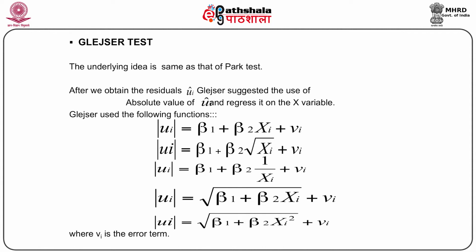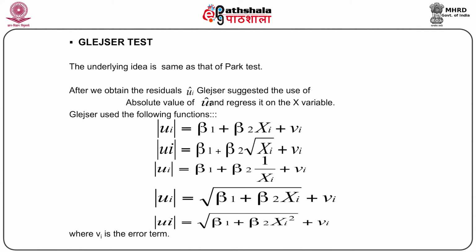The second method that we will use here is the Glejser test. The underlying idea behind the Glejser test is the same as that of the Park test. However, after we obtain the residuals ui hat from the regression model in the first stage, Glejser suggested the use of the absolute value of the estimated residuals instead of the square of the estimated residuals ui hat and regress it on the explanatory variable x.